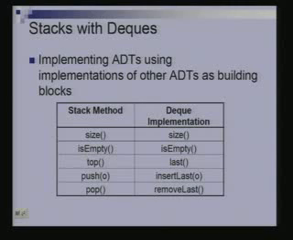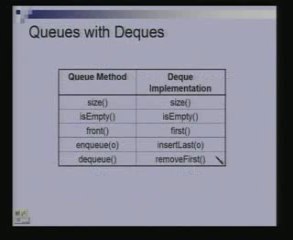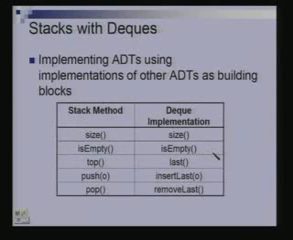A double-ended queue is a fairly generic data type. It can be used to implement other data types also. So suppose you had an implementation of a double-ended queue, you can use that to make a stack or make a queue, and we see how. I can use the methods of this implementation to implement a stack.